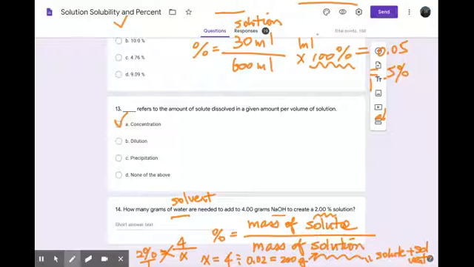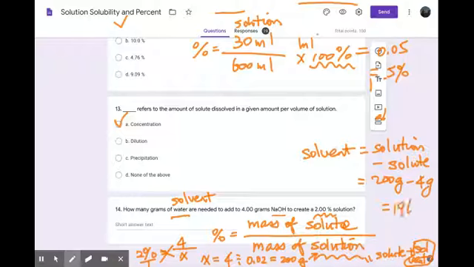In order to find our solvent, which is water, we need to use solvent equal solution subtract the amount of solute, equal 200 grams subtract 4 gram, which is 196 gram. And this is the amount of water we're looking for.